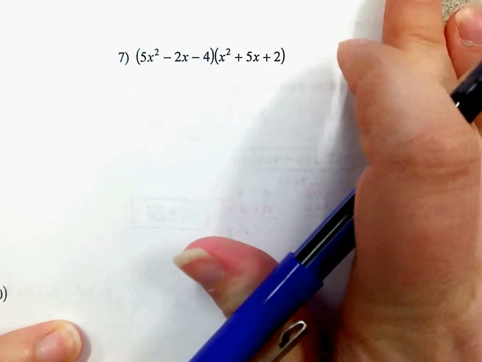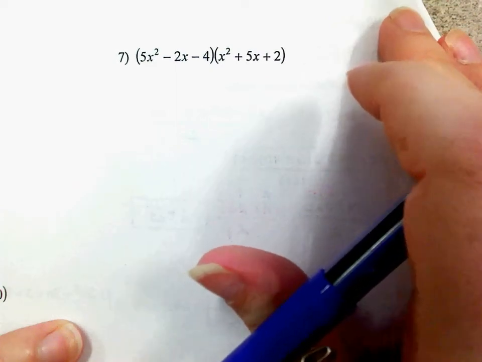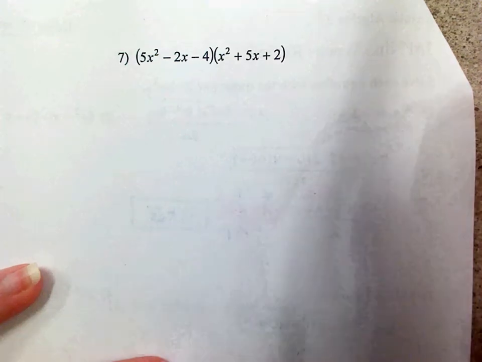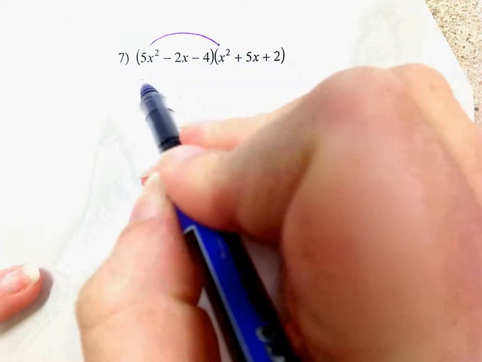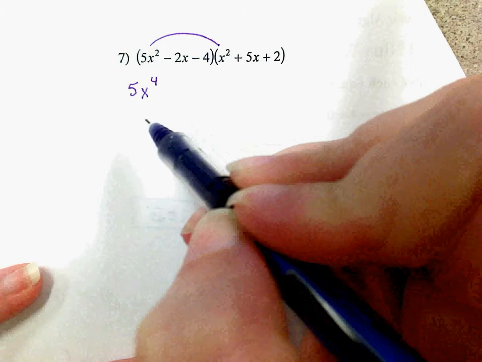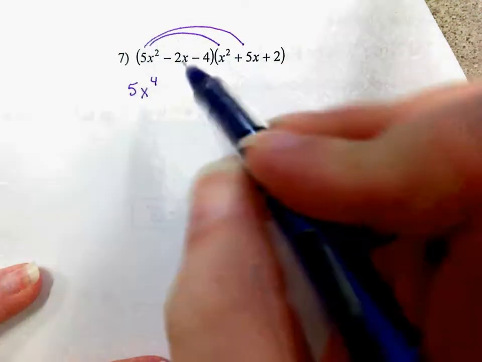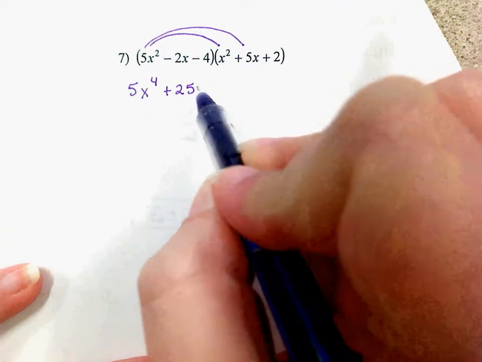You need to be careful about multiplying things and making sure that you've multiplied the numbers and the variables, yeah? So 5x squared times x squared, what's that? To the 4th, right? So 5x squared times x squared is 5x to the 4th. So what's 5x squared times 5x? 25x cubed, right?